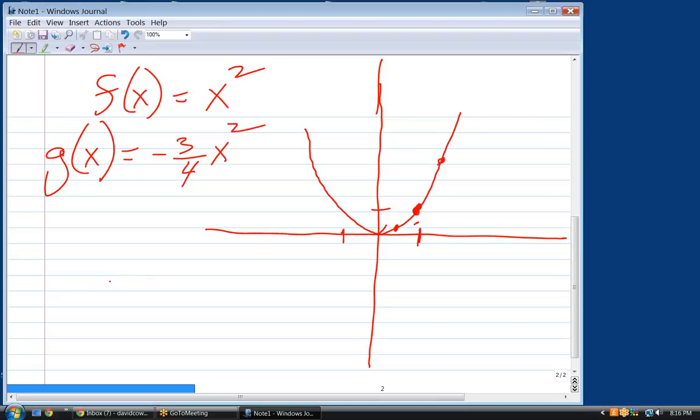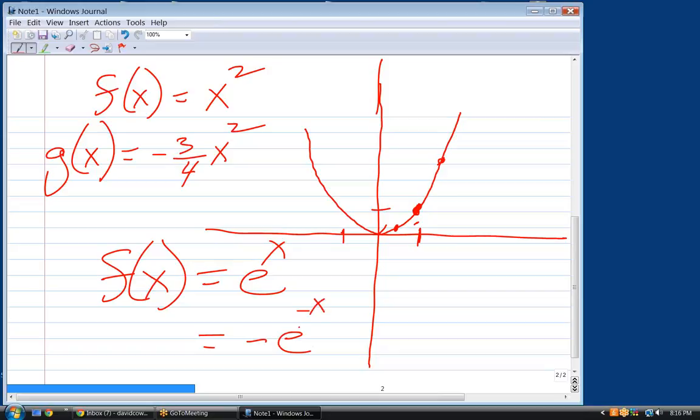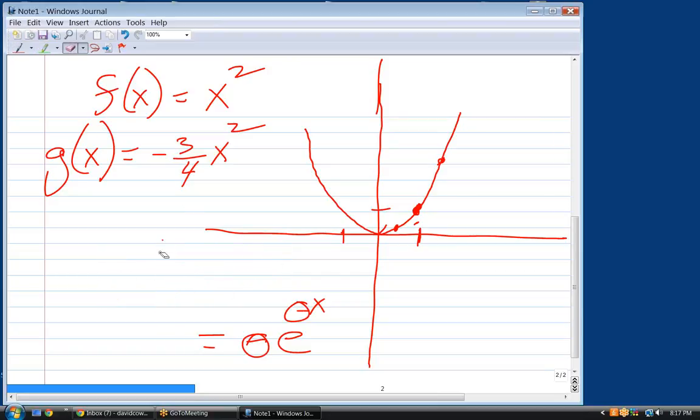In other words, if I said my parent function was e to the x, are you familiar with that function? No? Never heard of that one? Okay. I could do two reflections. Minus e to the minus x is a reflection over both the x-axis and the y-axis. This minus sign causes it to reflect over the y-axis. This minus sign is a reflection over the x-axis. So with more complicated functions, some of these things make a difference. If you're dealing with quadratics, then they don't always make it look different.